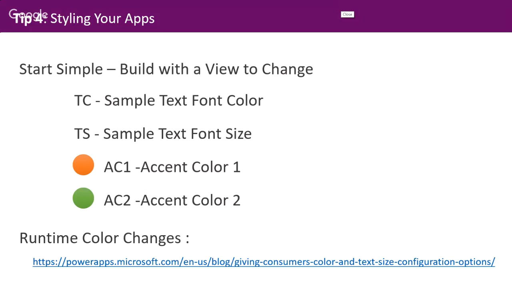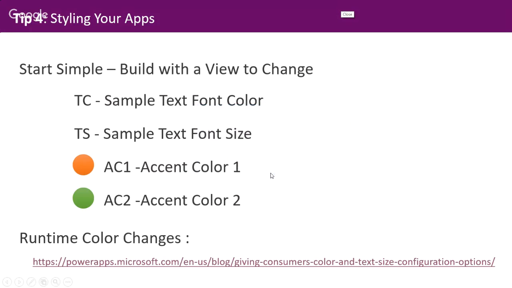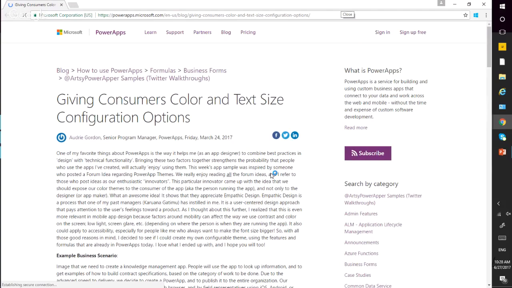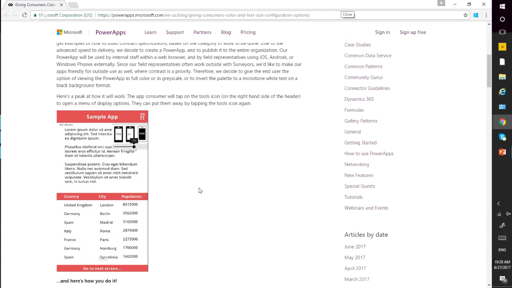On here on the bottom, you'll notice that I did a blog recently about giving consumers... So what I'm talking about right now is for you app makers. But how about if you wanted to give consumers a chance to pick their own color palette or to pick their own text size, right? You can actually do that, and I did explain this in this blog. You can see it in this gif here, where the app is running live. This is not a maker UI. This is the app running live.